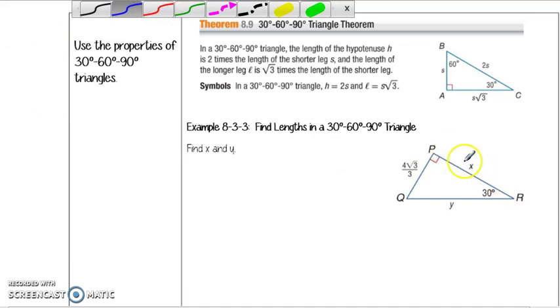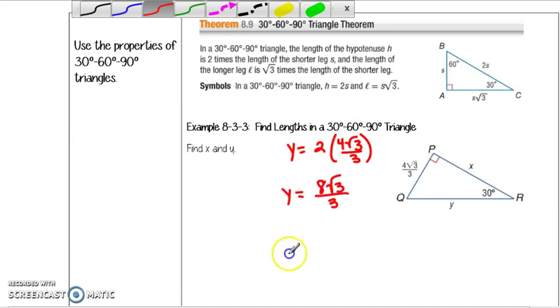So the kind of middle side, if we want to call it, short, long, middle. So in order, I always take the short and double it for the longest side. So we're going to take our 4 radical 3 over 3 and double it. So y is going to be equal to 2 times our 4 radical 3 over 3, which means we're just going to double the 4. We don't double everything. So 8 radical 3 over 3 is doubling that.